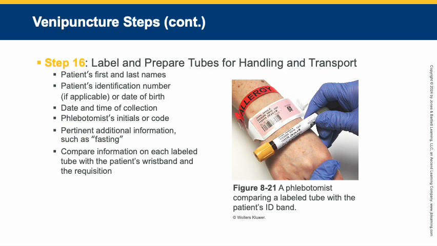Okay, we got our tubes now. You're going to label these at the patient's bedside. Patient's first and last names should be on there, the patient's identification number or date of birth, the date and time of collection, that is what you write on there. The phlebotomist initials or code. Any additional information such as fasting. You're going to compare this information on each labeled tube with the patient's wristband and the requisition.